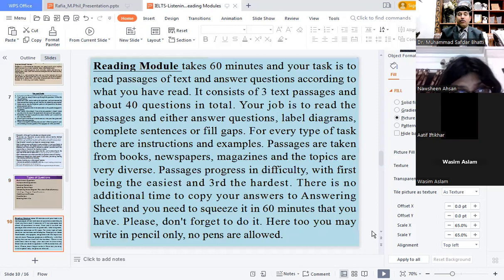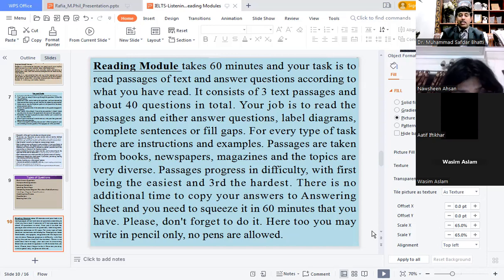Now I would like to move towards your reading module, which takes 60 minutes, and your task is to read passages of text and answer questions according to what you have read. It consists of 3 text passages and about 40 questions in total. Your job is to read the passages and either answer questions, label diagrams, complete sentences, or fill the gaps. For every type of task, there are instructions and examples. Passages are taken from books, newspapers, and magazines, and the topics are very diverse. Passages progress in difficulty, with the first being the easiest and the third the hardest.